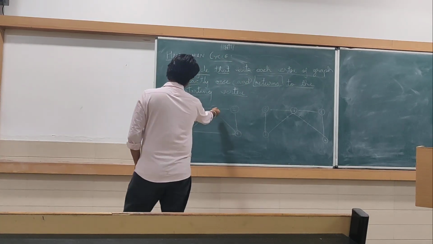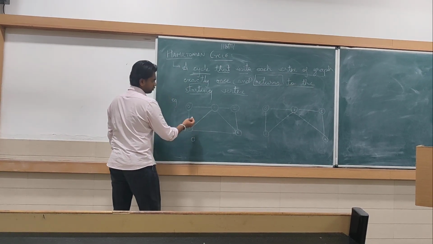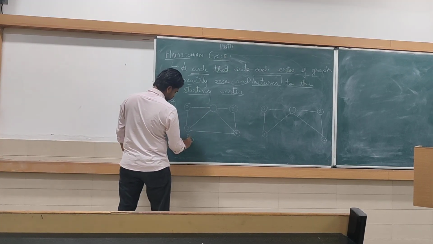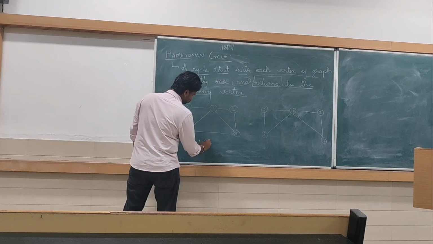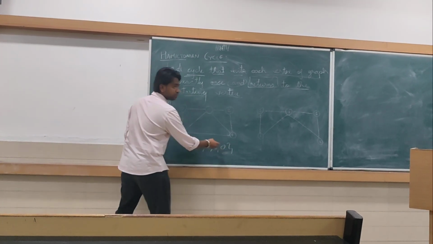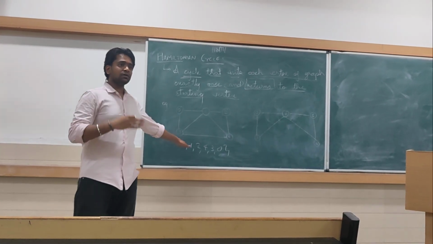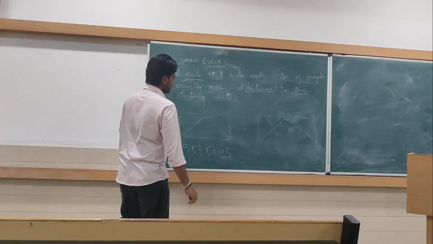So basically, if you see here, do we have a Hamiltonian cycle? Let's say we start from 0, we move to 1, right? Then we move to 2, then 4, then 3, and then again 0. Right? I could say this is a Hamiltonian cycle, right? So we do have a Hamiltonian cycle.